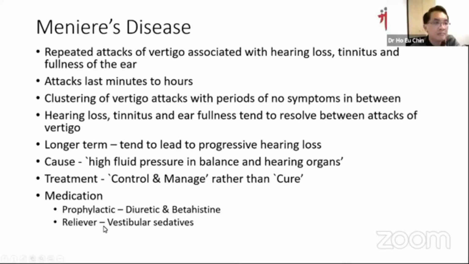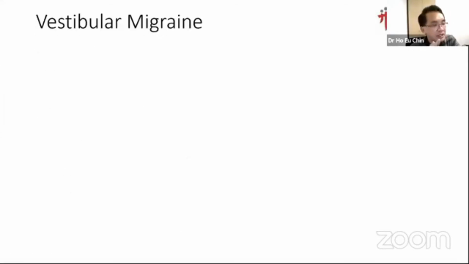So fortunately, Meniere's disease is probably not that common. Okay. Now the next one is a very interesting one. It's called vestibular migraine. Some of you may have heard of it, many of you wouldn't have. So what is vestibular migraine? Let me help you decide if you may have this condition.